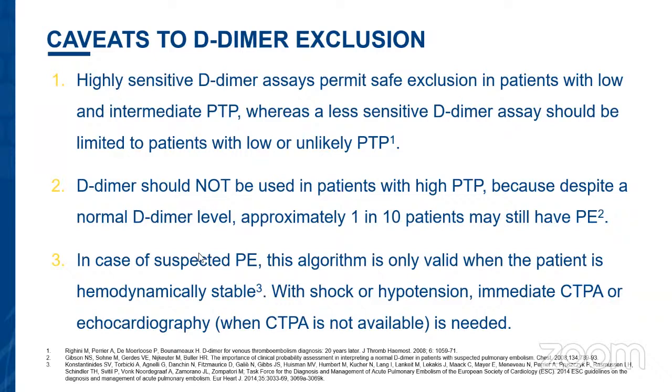And then again, in the case of suspected pulmonary embolism, this algorithm is only valid when the patient has hemodynamic stability. When the patient has shock or hypotension, you must then do immediate CT pulmonary angiogram or echocardiography when the CTPA is not available. So again, this is obviously more for the clinicians, but just something to know. It's only valid when the patient is stable hemodynamically.